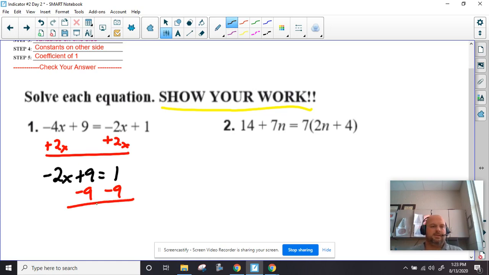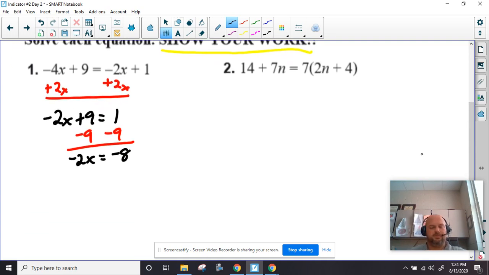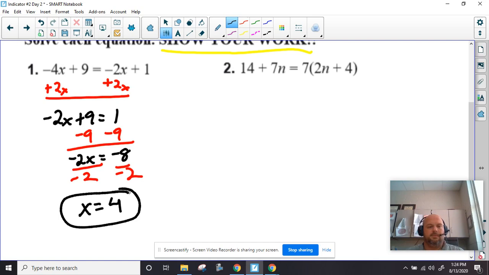In the past, with these problems, you technically have 4 ways to start this. But there's a reason we want you to get the variables on the left-hand side. We used to team teach this, and we still do. A lot of the Algebra 1 teachers, we collaborate a lot, but it's going to help out for something later. Divide by negative 2. X equals 4. Okay?